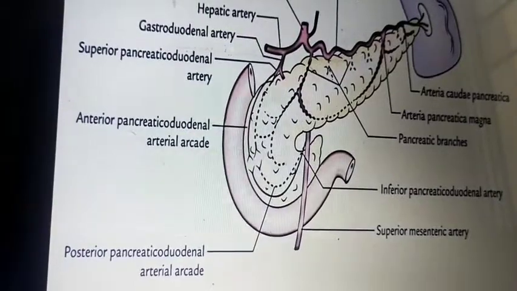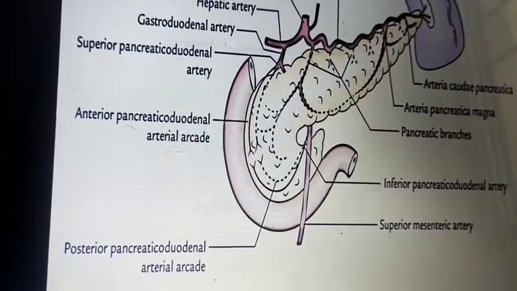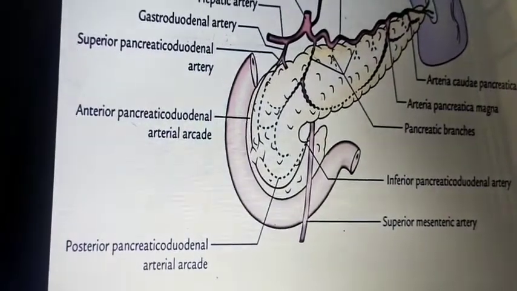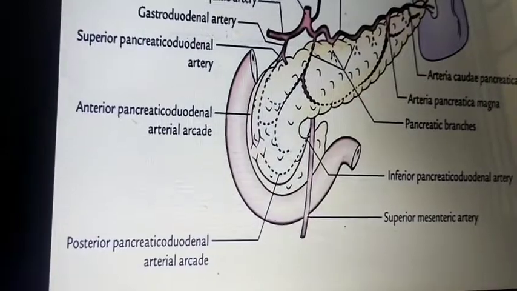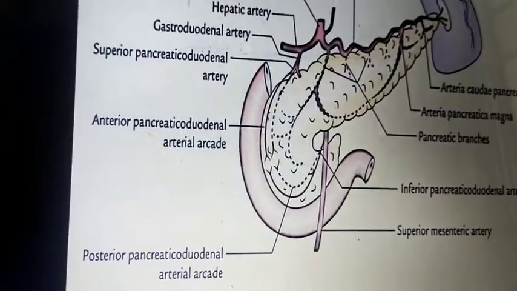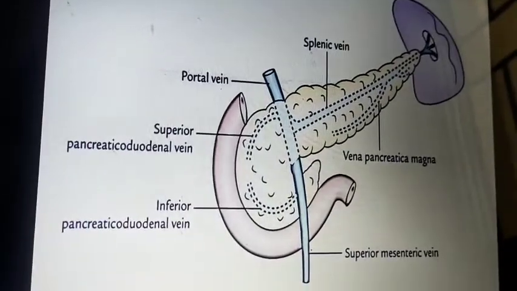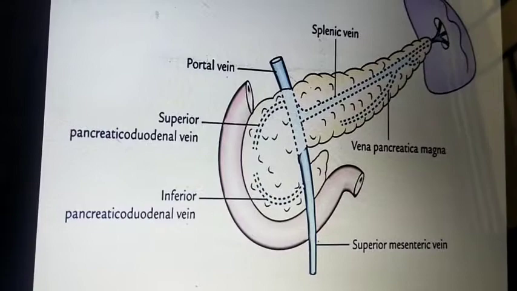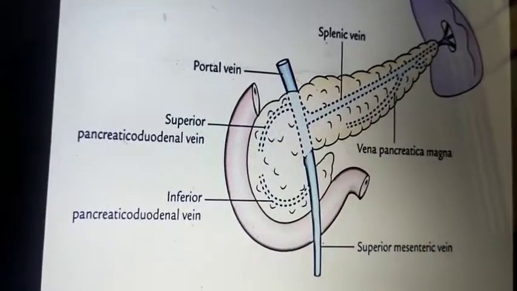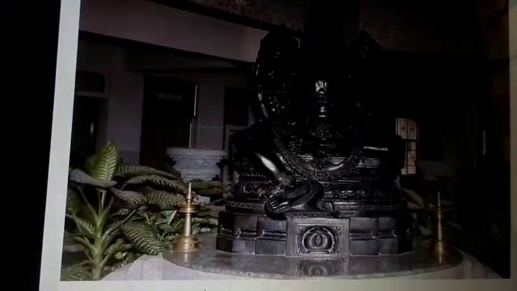Now the blood supply of the pancreas. The pancreas is mainly supplied by the splenic artery and the branches of the gastroduodenal artery, that is the superior pancreaticoduodenal artery, and the inferior pancreaticoduodenal artery, which is a branch of the superior mesenteric artery, and splenic branches of the splenic artery. Venous drainage is by the superior pancreaticoduodenal vein, inferior pancreaticoduodenal vein and splenic vein, which drain into the portal vein. Okay. Thank you very much.